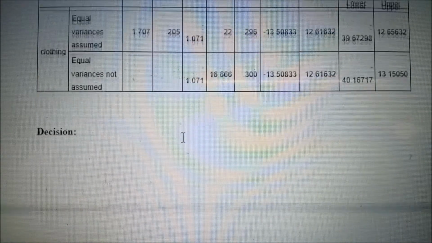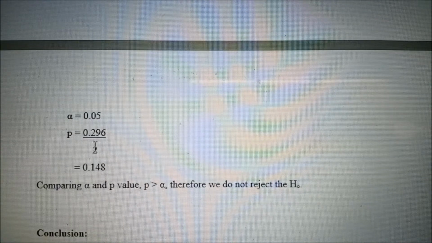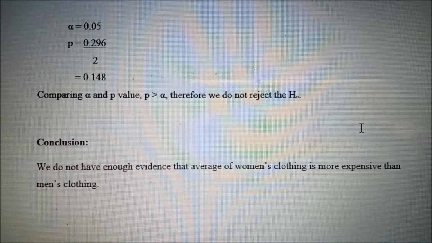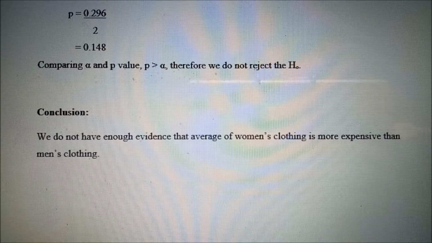The decision: alpha equal 0.05, P equal 0.296 divided by 2 because this is a one-tail test, equal 0.148. Comparing alpha and P value, P is greater than alpha, therefore we do not reject the null hypothesis. The conclusion: we do not have enough evidence that the average of women's clothing is more expensive than men's clothing.